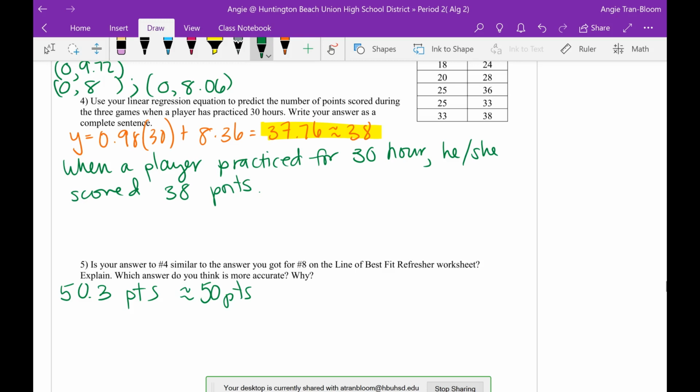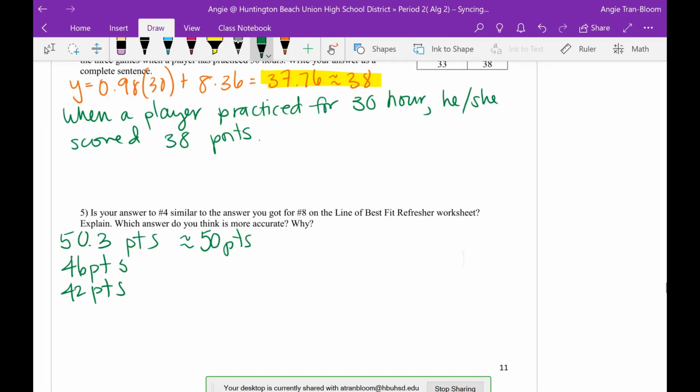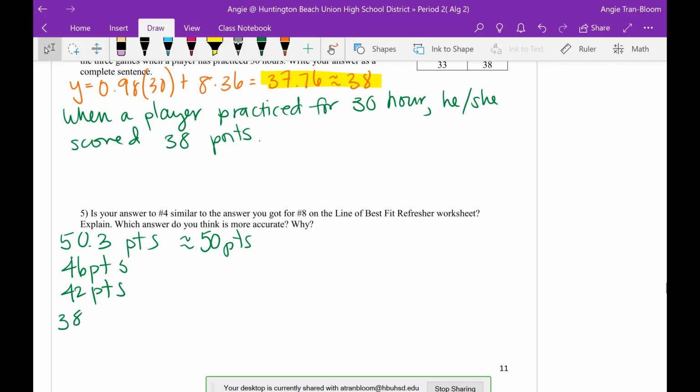How about Jack? What did you get from last night's homework? I got 46 points from Jack. Okay, and then Brandon N over there, what did you get from last night's homework? 42. Okay. Then Daniel F., what did you get? After practice for 30 hours last night, what did you come up with? 38 points, okay. So you guys are kind of all over the board here.